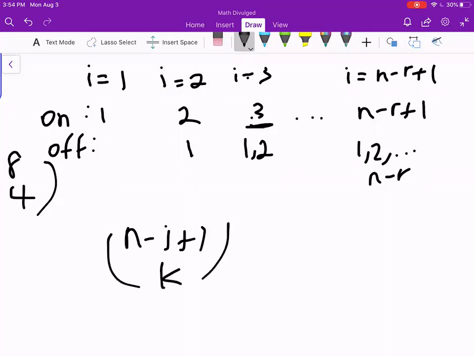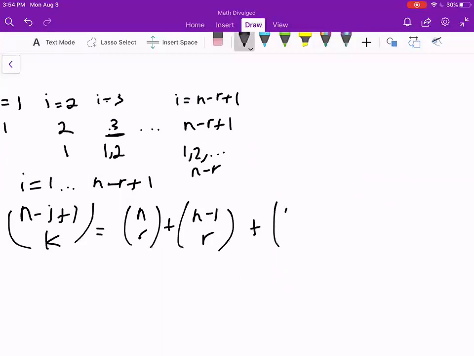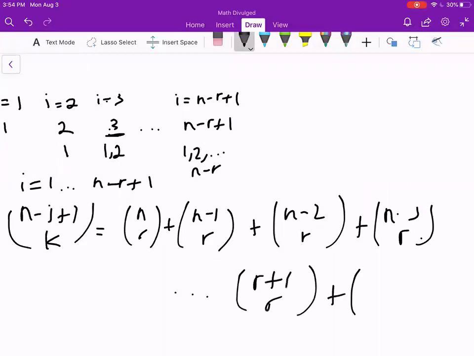So as i goes from 1 all the way to n minus r plus 1, this will give us n choose r plus n minus 1 choose r plus n minus 2 choose r plus n minus 3 choose r, all the way to r plus 1 choose r, and then r choose r. So basically, this represents the left-hand side of the equation.